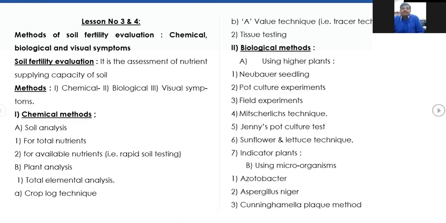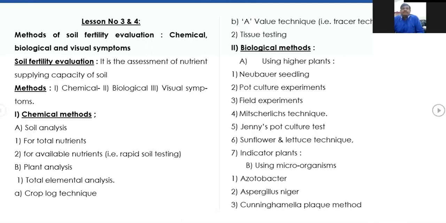Now let's start with the methods of soil fertility evaluation, which will be asked in your examination. There are three methods for evaluation of soil fertility: first the chemical method, then the biological method, and visual symptoms. Let's start with chemical methods. It is categorized into two: soil analysis and plant analysis.